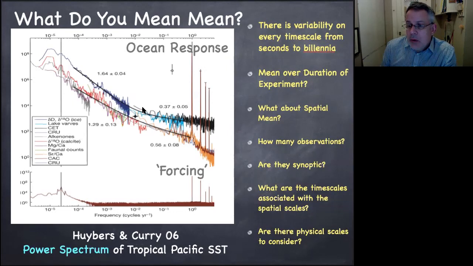This is just the temporal averaging of a particular location, but what about the spatial variability? How many observations did this require to make this? Are these actually sampling all at the same time, what we call synoptic scales? Or is this actually a meaningful way to process this data? What are the time scales associated with different spatial scales? How big is this temporal variability? Are there other physical scales to consider?